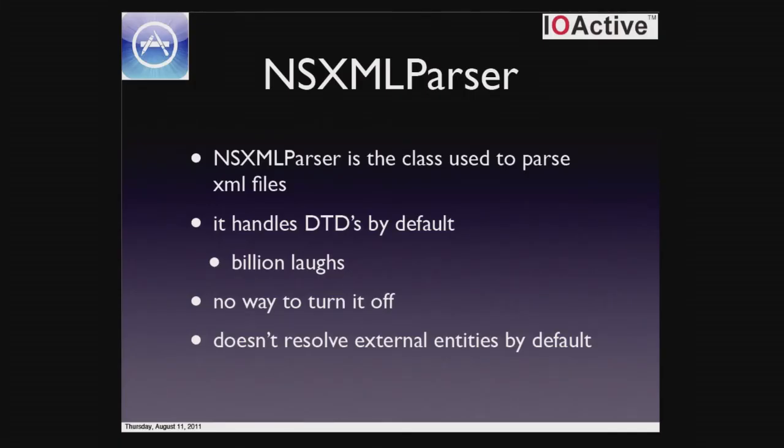XML parsing matters because most iPhone apps or iOS apps, when they talk to online services, usually use web services, and if you use web services, it means you're talking XML, and so you have to have an XML parser in there somewhere. NSXMLParser is usually used to parse XML files, unless you roll your own. But I've mostly seen people use NSXML. It's got DTD processing on by default, which means you're potentially vulnerable to billion laughs attacks. You can't really turn it off. It doesn't resolve external entities, which is at least something.